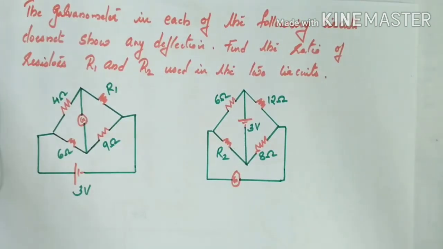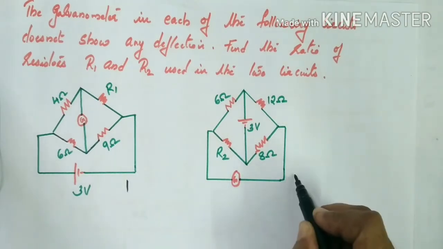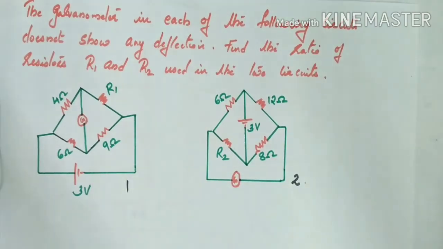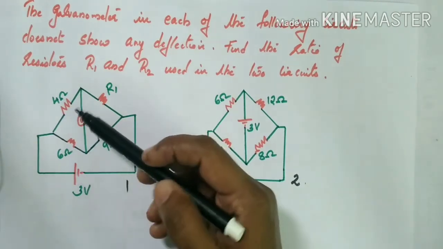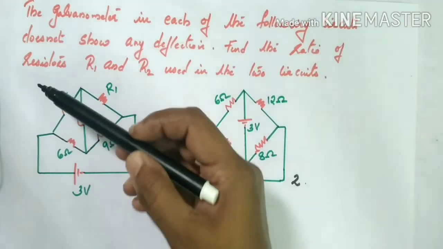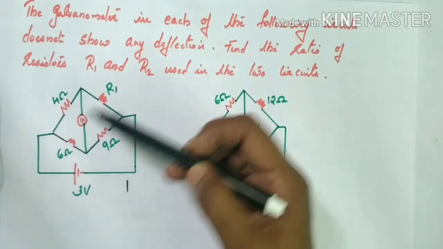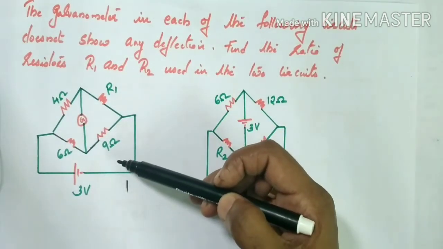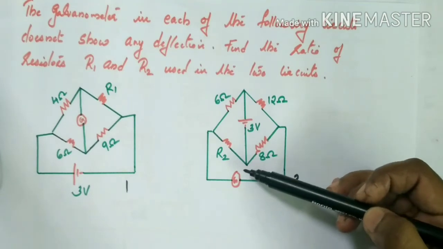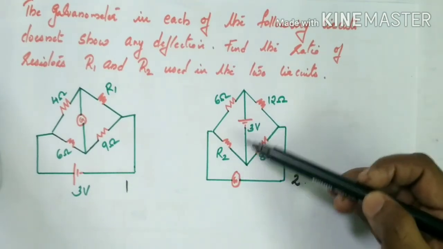Another question: the galvanometer in each of the following circuits does not show any deflection. Find the ratio of resistors R1 and R2 used in the two circuits. Two circuits are given, this is circuit 1 and this is circuit 2. In both cases, the galvanometer shows zero deflection, null deflection. That means the bridge is balanced, and hence we can write 4 by 6 equals R1 by R2, isn't it?